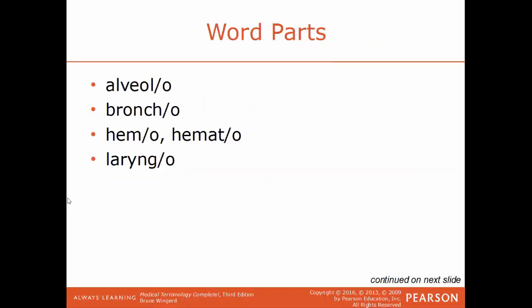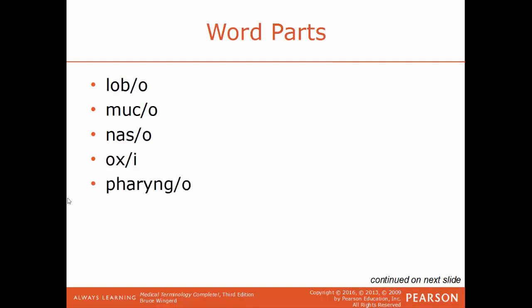Alright, first we'll go over some common word parts that you'll see. Alveolo is a reference to the alveoli, which are the tiny air sacs in the lungs. Broncho is a reference to the bronchial tubes, the tubes that lead into the lungs. Hemato is a reference to blood, and laryngo is a reference to the larynx, or the voice box. Lobo is a reference to a lobe. The lungs are made up of various sections called lobes.